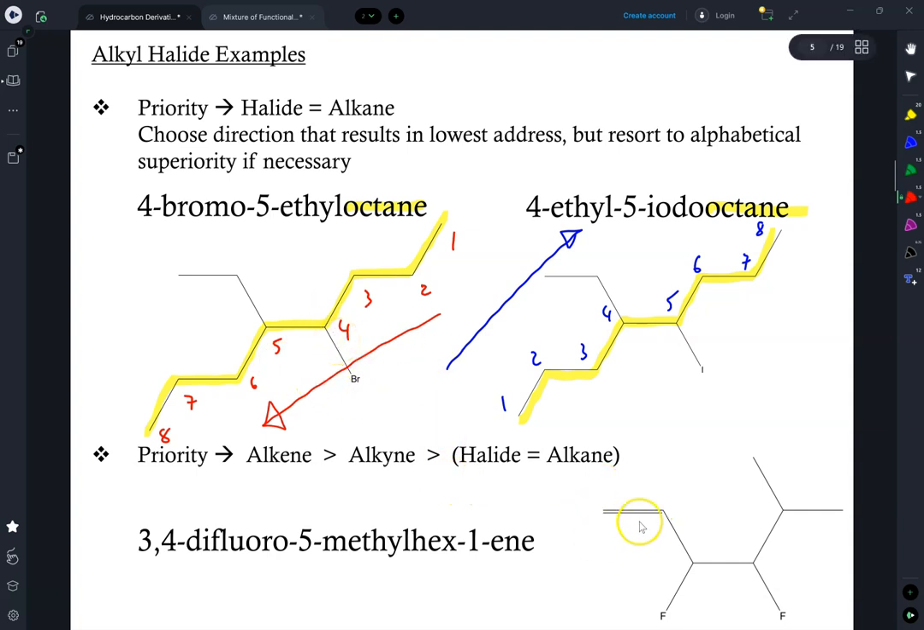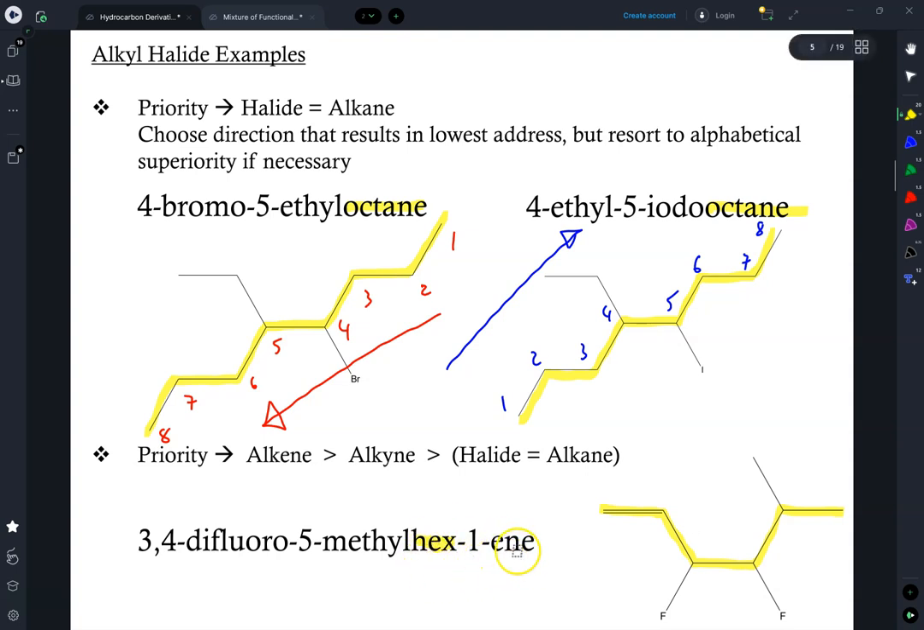Now, what happens when we include a double bond? From our priority list, halogens are very, very low priority, and so the alkenes and alkynes are going to be more important than these ones over here. So we are still going to use the longest continuous carbon chain that we can find that includes the double bond. In this case, it is 1, 2, 3, 4, 5, 6 carbons, which is why it's hex.